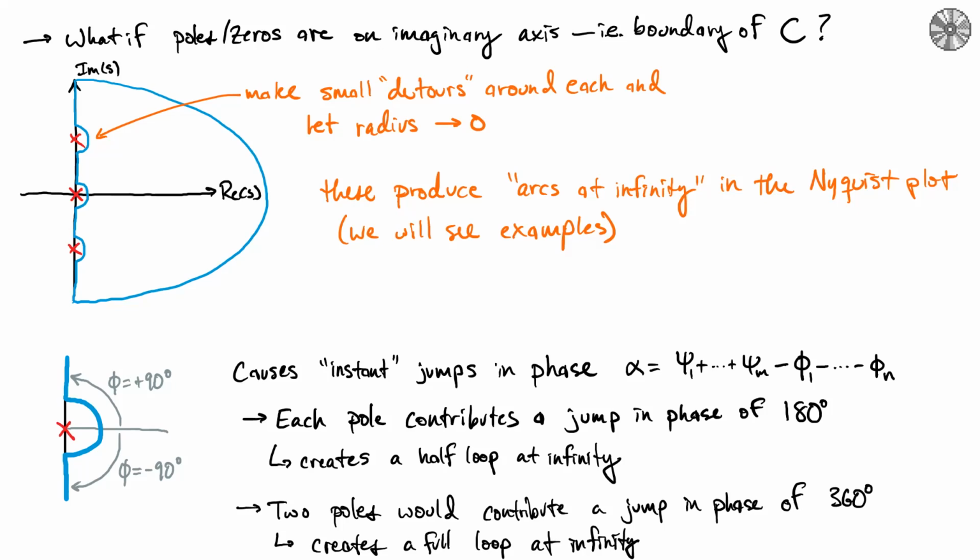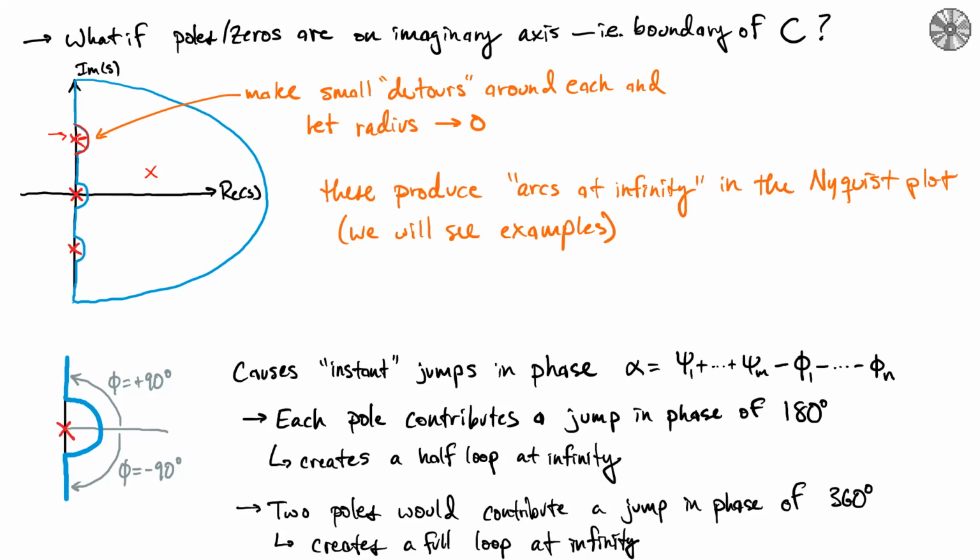From a technical point of view, for the proof, essentially what we do is make infinitely small detours around these poles. So if we have poles here on the imaginary axis, then we make these little detours around them to make sure that those poles are not the ones that we count as being inside the contour. Now it's also interesting to observe what the effect is of having these poles on the imaginary axis. Remember, this radius is infinitely small.